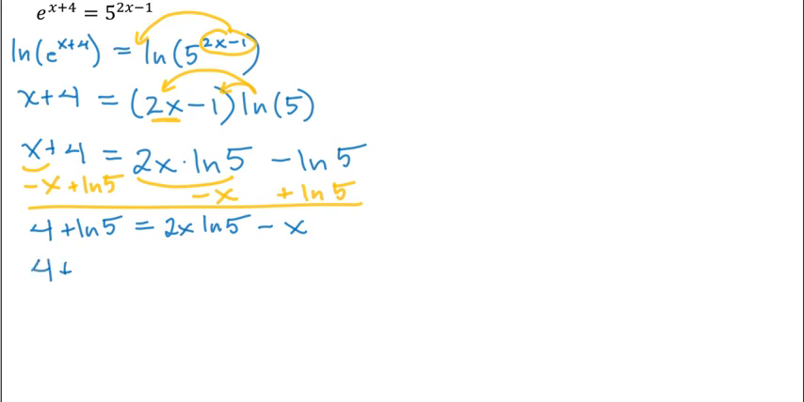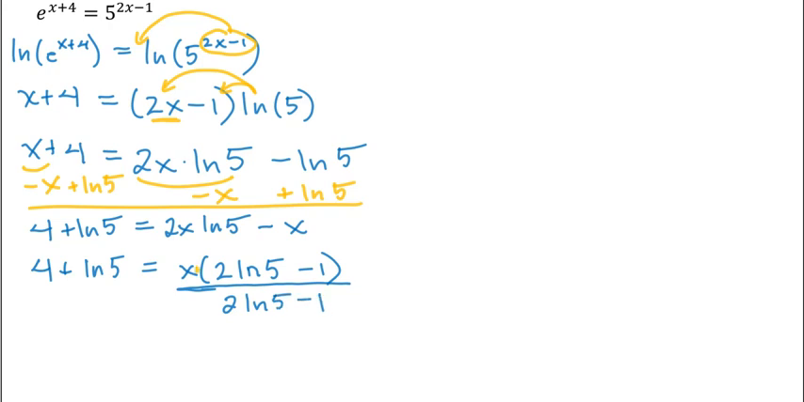So what we have to do instead is to factor the x out. So the way we get down to a single x is by factoring. And then our last step will be to divide out all of that stuff. Factoring rewrites this as a product, so if we want to get rid of everything attached to x, we use division. So on the other side, we'll have a 2 natural log 5 minus 1.